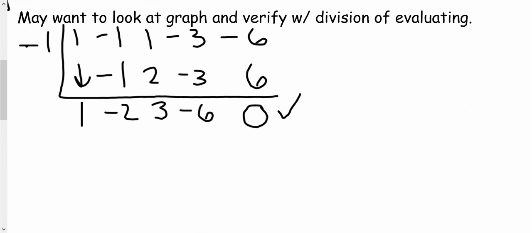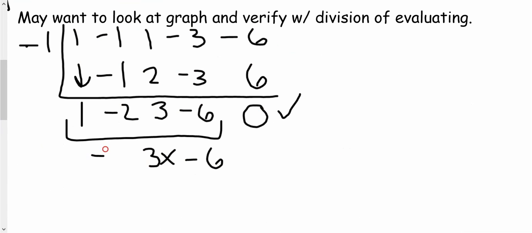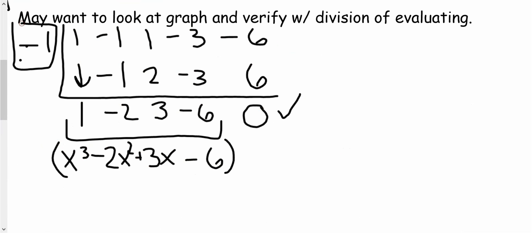It also means that what's left, this quotient, is a factor as well. This quotient can be translated into this. And notice how I work my way backwards so I get all of my exponents correct. So right now, x cubed minus 2x squared plus 3x minus 6 is a factor of our given polynomial, x to the 4th minus x cubed plus 2x squared minus 3x minus 6. And so is what we found, this -1, which remember will translate to an x plus 1.